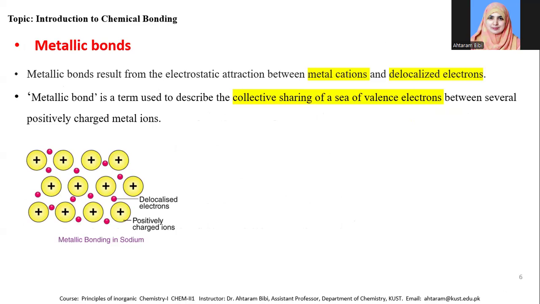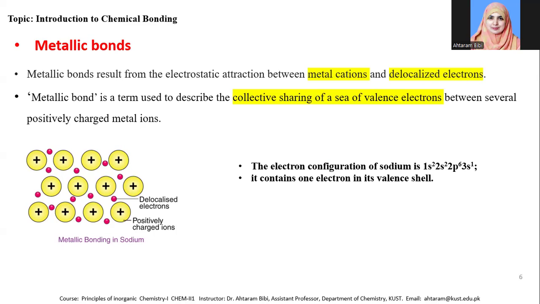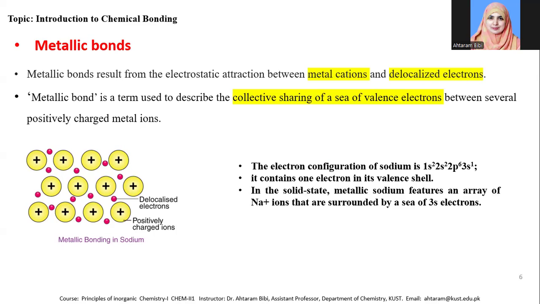So we can see that there are positively charged species, and as sodium has one valence electron, each positive ion has one electron, but the electron is not specific to that positively charged nucleus, it is a type of sea of valence electrons. The electronic configuration of sodium is 1s2, 2s2, 2p6 and 3s1. So the valence electron which you can see in the image is actually the 3s electron. So it contains one electron in its valence shell, and that valence shell is the 3s shell.